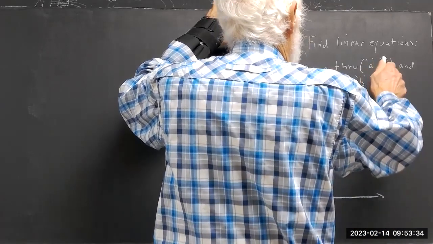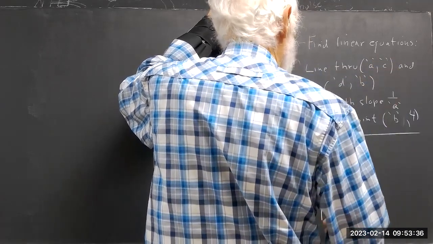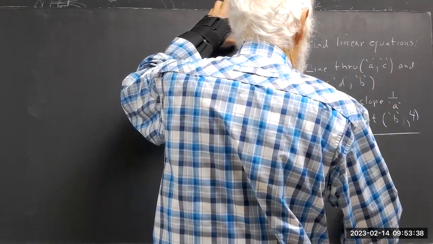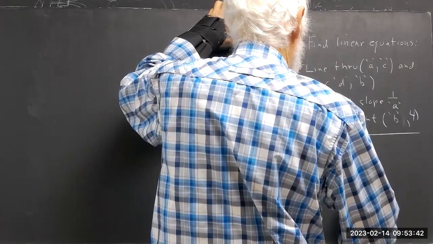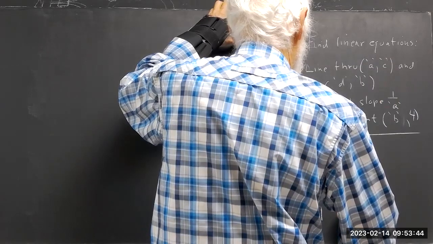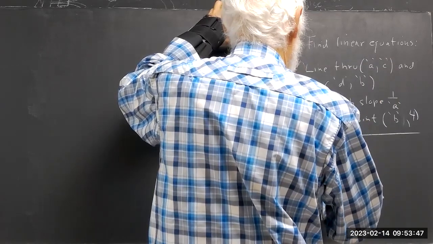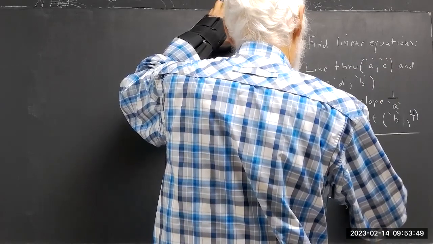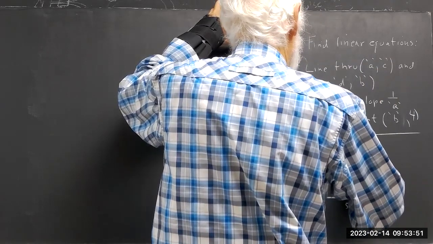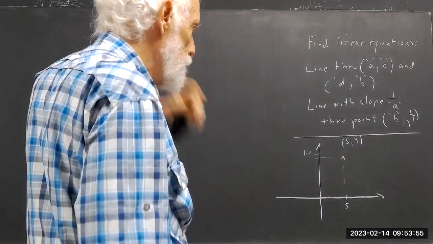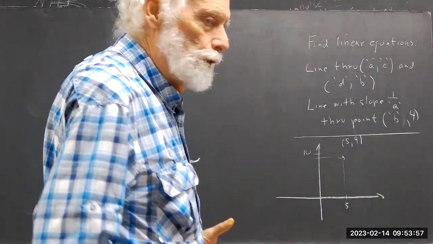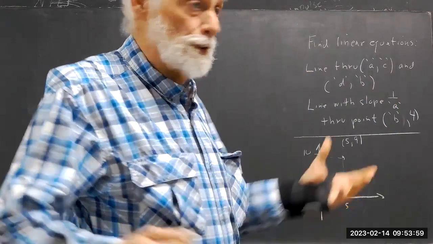Point A, point C. In my case it would be (5, 9). So I'll put 5 here, and we'll put 10 up here, so 9 is about here. I just need a representative graph. It doesn't have to be perfect, although if you want to take the time to use straight edges and so forth.